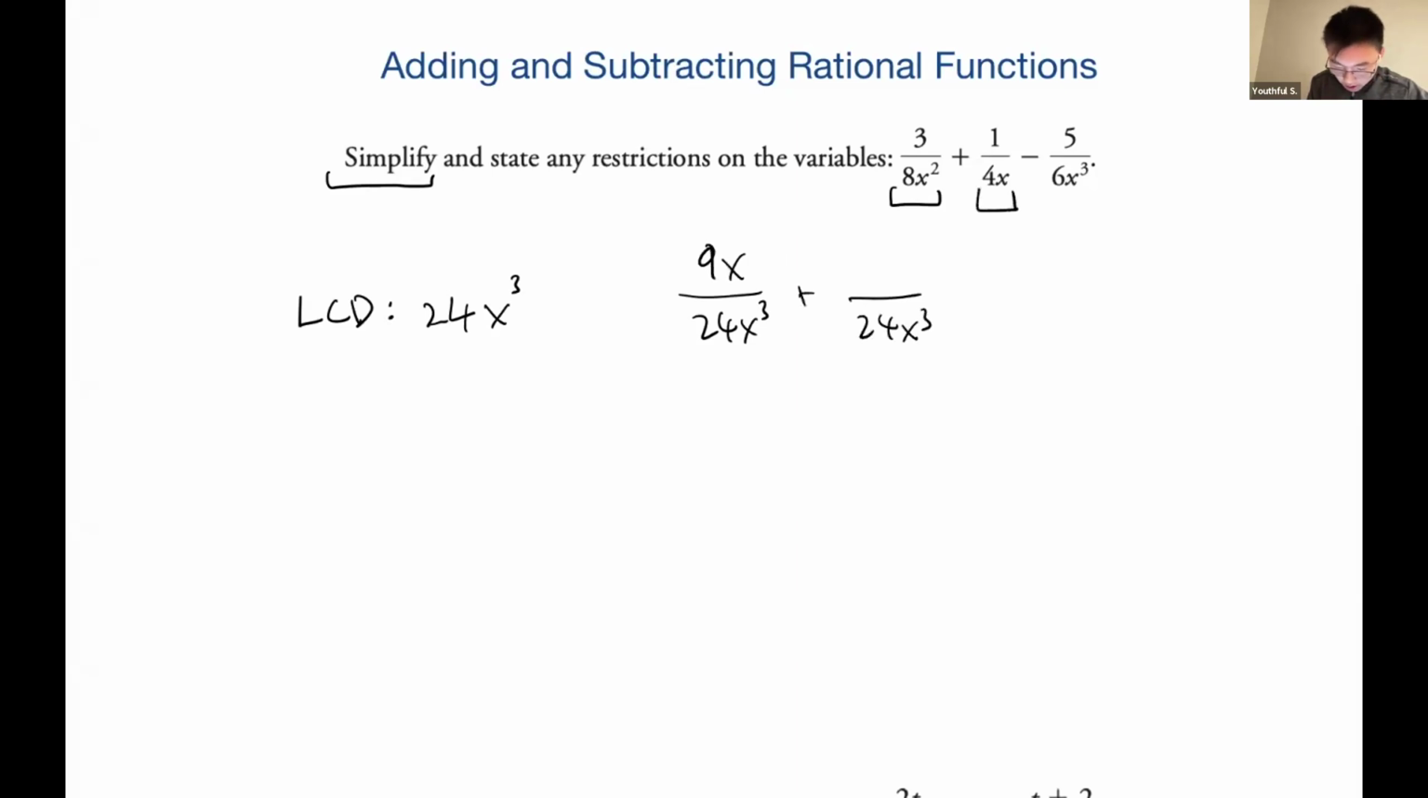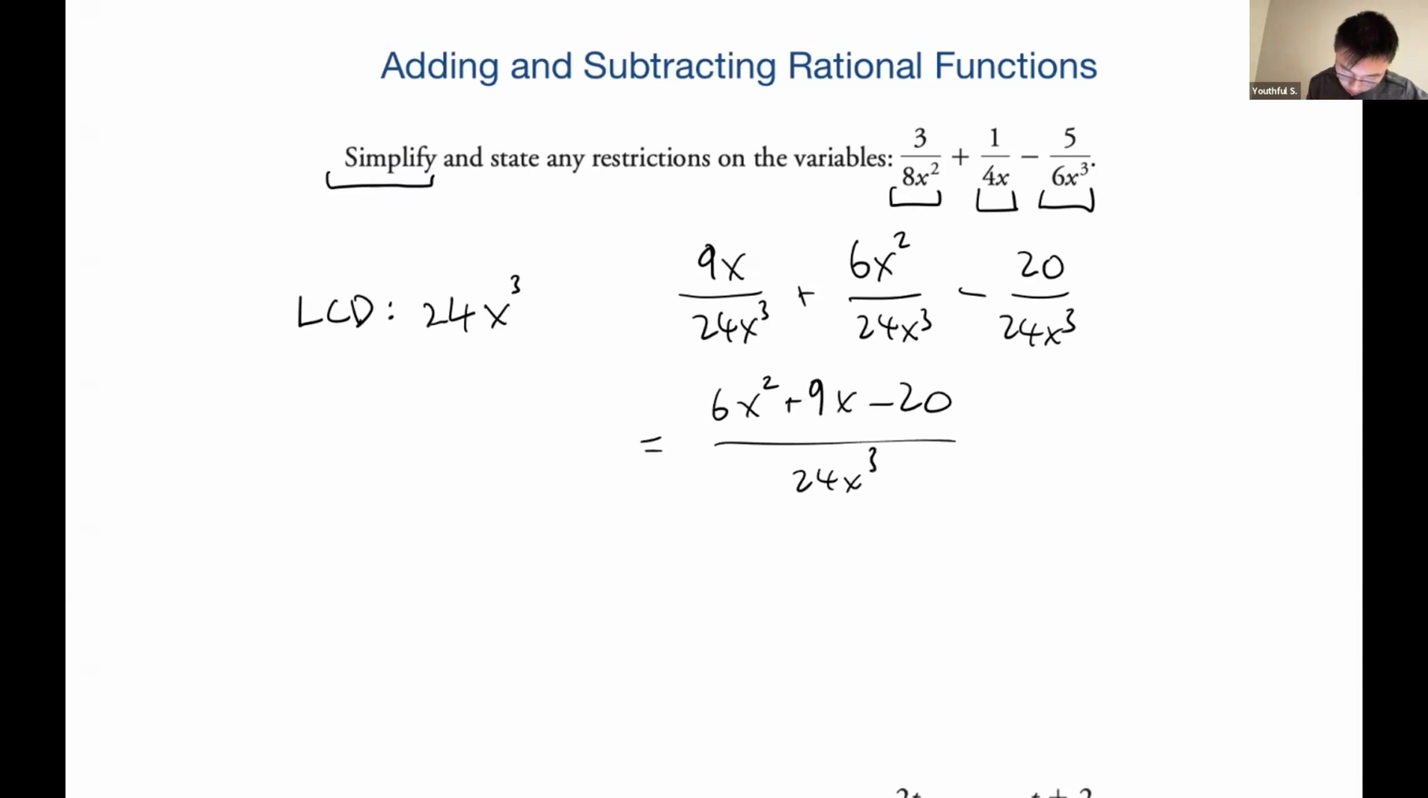now here we had to multiply 4x by 6x squared. And then over here, we had to multiply 5 by 4. So 4 times 6x cubed is equal to 24x cubed. Okay, and then 4 times 5 is 20. Then we combine, we get 6x squared plus 9x minus 20 over 24x cubed.